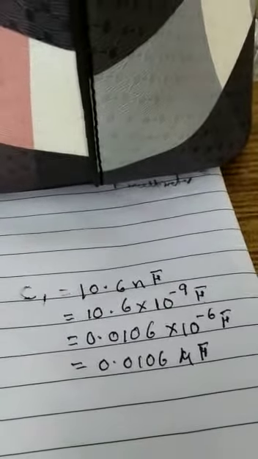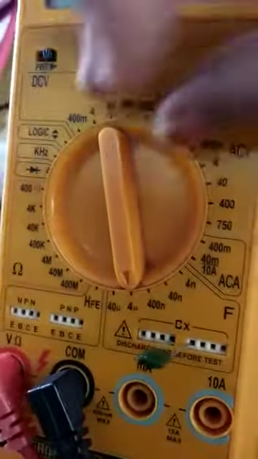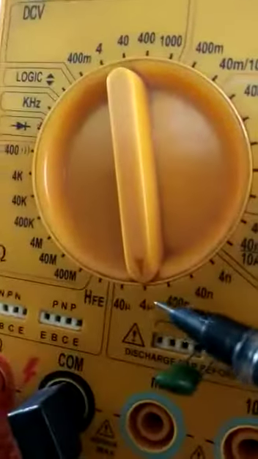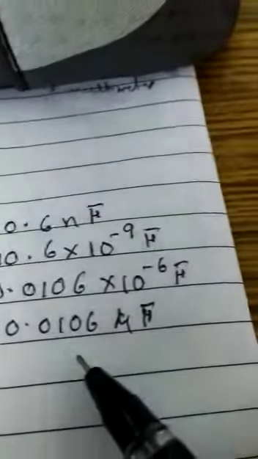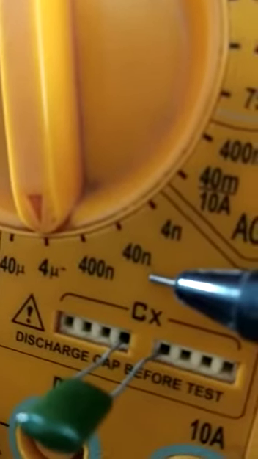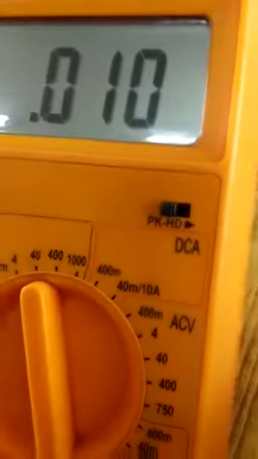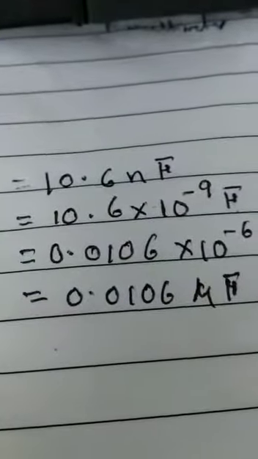Now let us take another capacitor. Before going to the other capacitor, we will adjust the knob to microfarad. What we have got by calculation is 0.0106 microfarad. So if you put it in the microfarad range, first we had put here 40 nanofarad, now we are putting in 4 microfarad. You get the answer as 0.010, which is the same as this much microfarad.